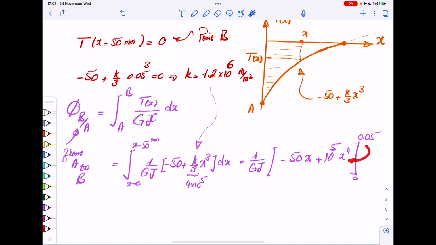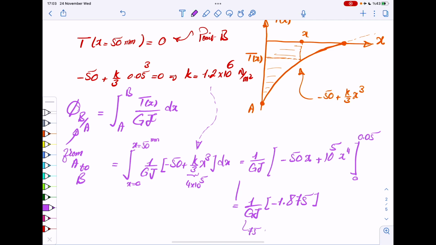All you have to do is to insert this 50 millimeters here. If you insert 0, obviously you get 0, which is not a surprise. At 0, there is no angle of twist. It just starts. Or there is no relative angle of twist. It just starts, and then at 0.05, you get the angle of twist all the way to the end, which would be 1 over Gj times minus 1.875. Okay?